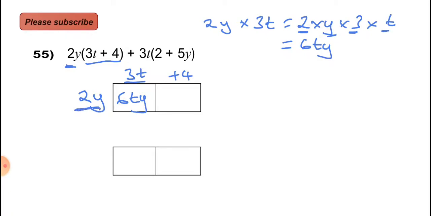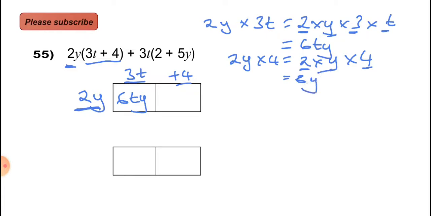and then we'll do 2y times 4. So remember 2y times 4 is the same as saying 2 times y times 4, which is the same as saying, well, 2 times 4 is 8, and then times y, so it will be 8y. And because it's plus here, it's positive, so it's plus 8y.